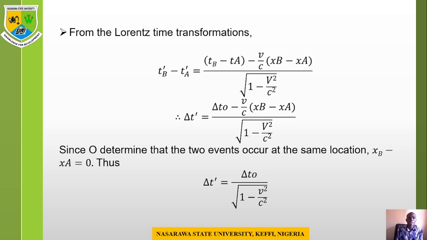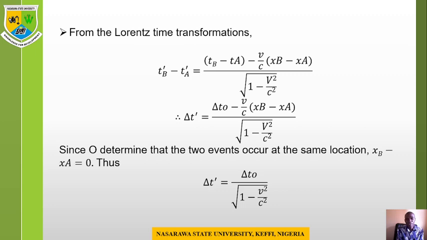So from the Lorentz time transformation, we have t_b prime minus t_a prime. You plug them in and solve mathematically, and you arrive at change in t prime equals that expression. Since O determines that the two events occur at the same location, x_b minus x_a is equal to 0, because the events are occurring at the same location, so the difference is 0.